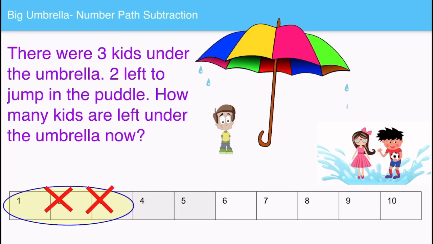Now, boys and girls, our final step. We need to answer our question, how many kids are left under the umbrella now? So you're going to count your counter, and I'm going to look at my number path. You should have how many counters left? 1. Nice work. If you said 1, please pat yourself on the back. And also, boys and girls, if you look at my number path, you will realize 1 is the only number I have left. So that means we are both correct.